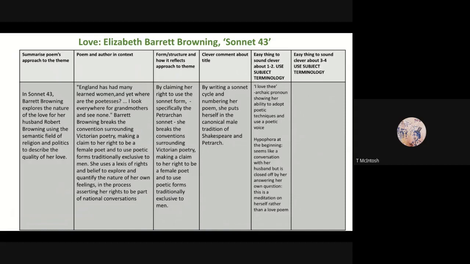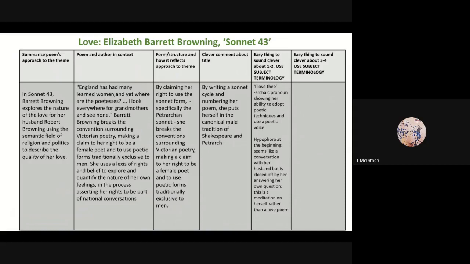Don't need the language of it. So why does she say, "How do I love thee?" Did people in 1850 say thee instead of you? No, they didn't, right? So thee is deliberately archaic, old-fashioned, out of date, and it's deliberately poetic language. So by using that, she's immediately showing her ability to adopt poetic techniques and use a poetic voice.